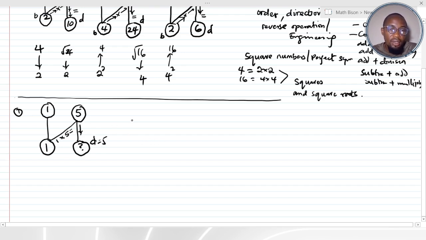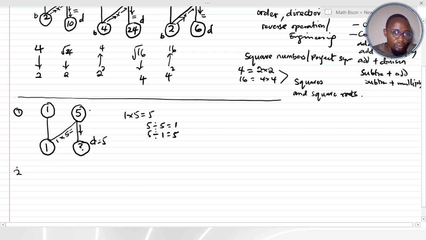So to check, if 1 times 5 gives us 5, then 5 divided by 5 will give us 1, and 5 divided by 1 will give us 5. So 5 is the product and the divisor, the dividend. Now let's see what happens in the next question.